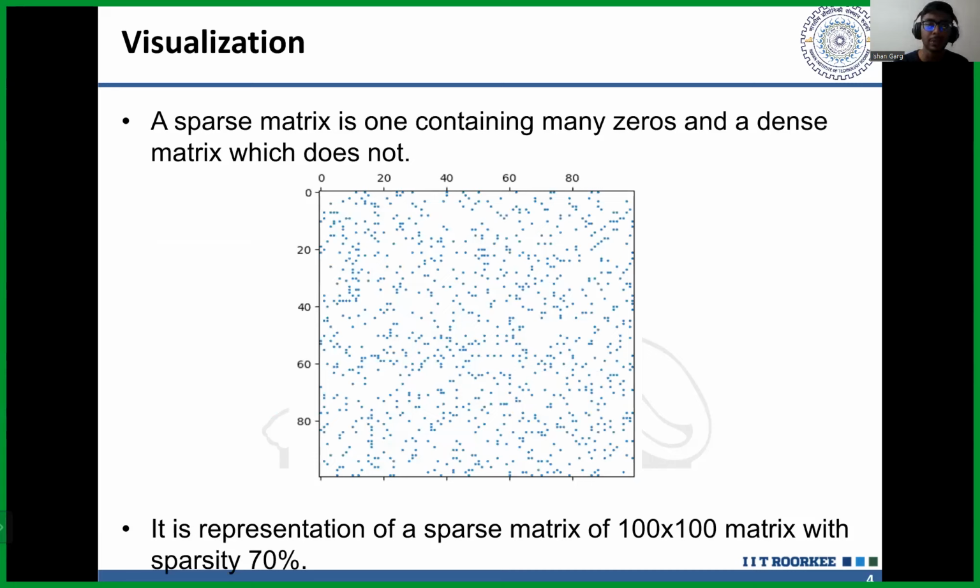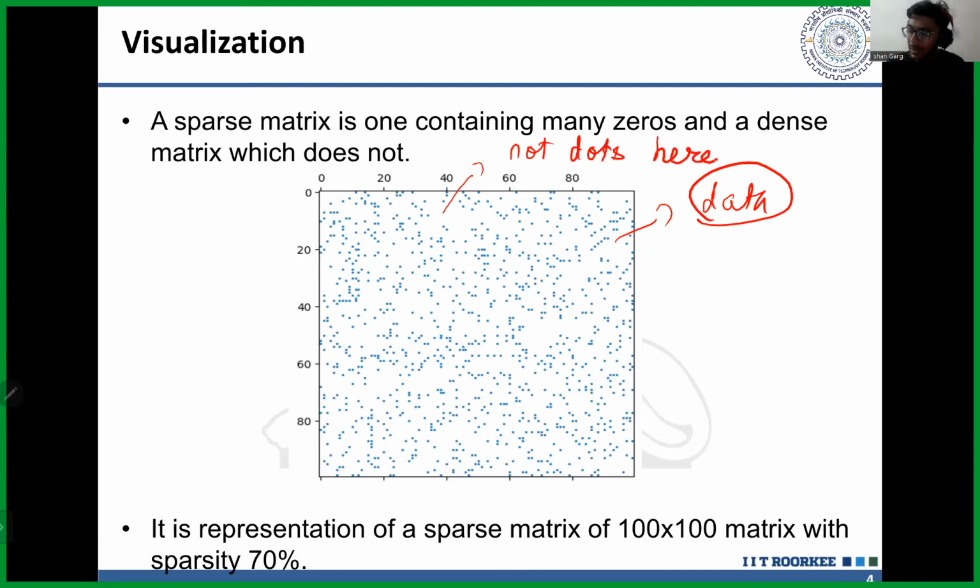Now, how do we visualize a sparse matrix? Basically, a sparse matrix is one that contains many zeros, while we define a dense matrix as one which does not. So in the graph here, the dots represent the values which are present in a matrix, basically our data, while the empty space represents null values. We can clearly see that a lot of area is unmarked, there are no dots here. So through this visualization, we can see the matrix is sparse. It is a representation of a sparse matrix containing about 10,000 elements, out of which only about 3,000 are non-zero. That is, the sparsity is 70%.